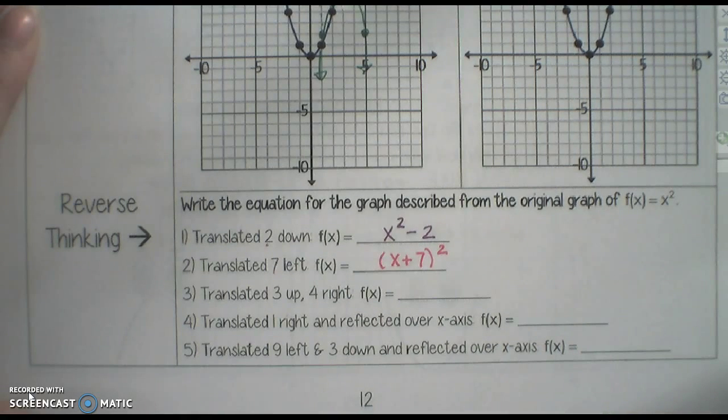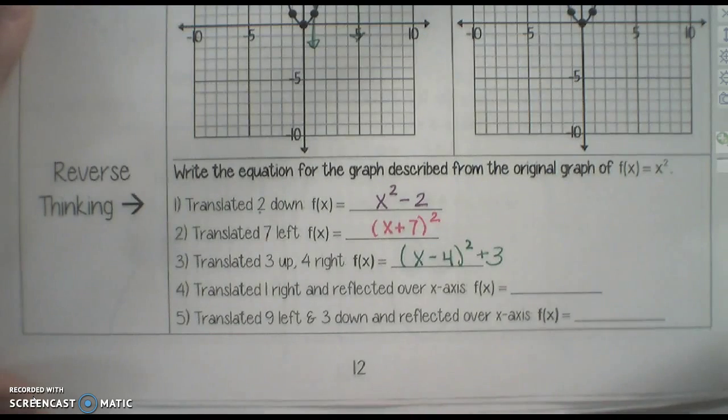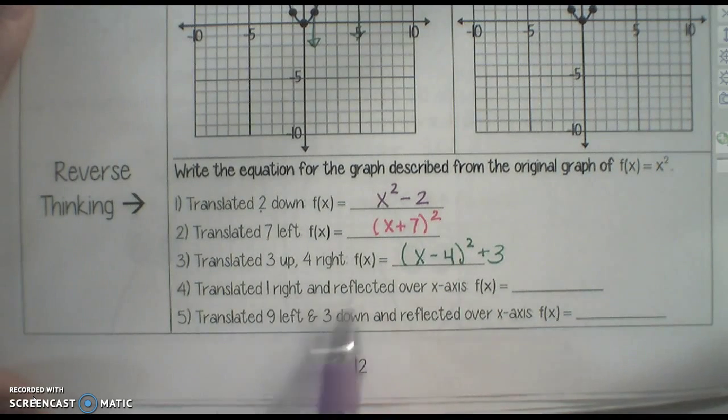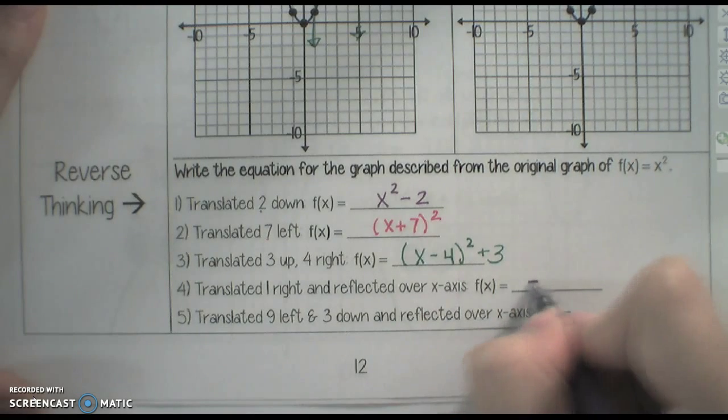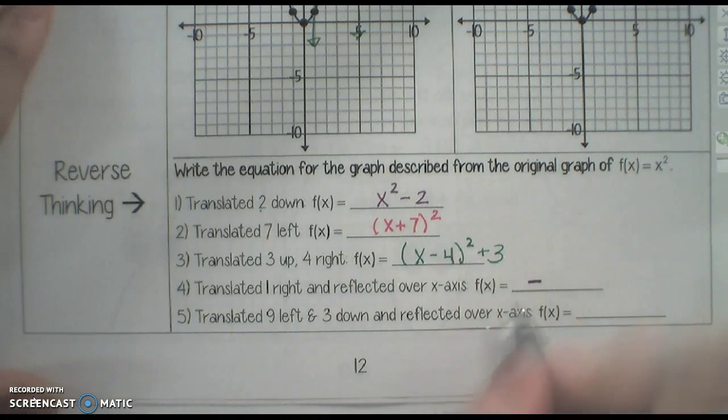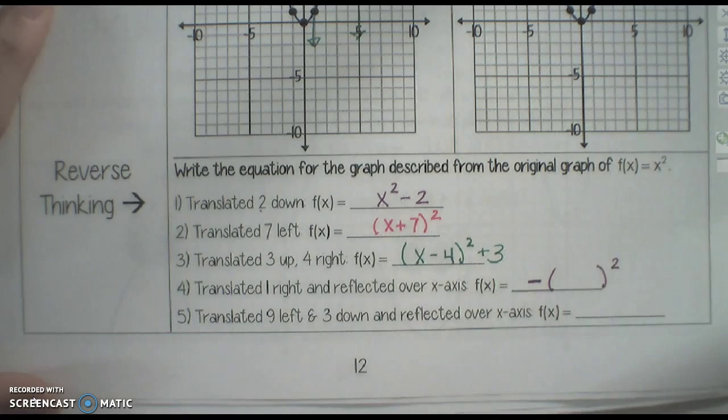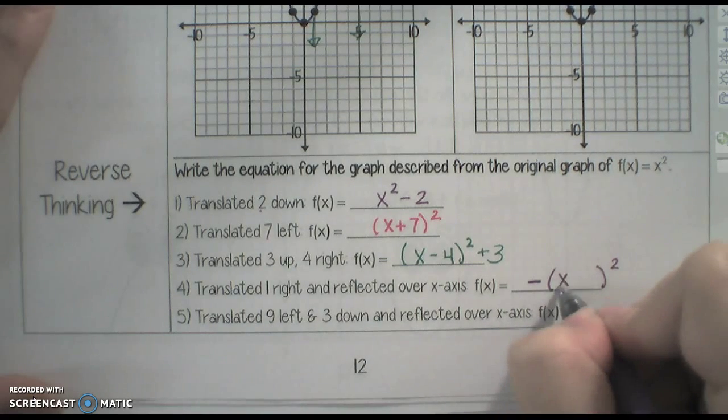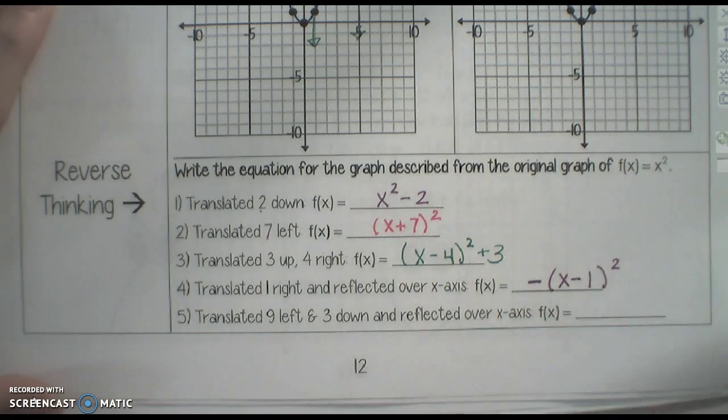All right, the next one, translated up 3 and right 4. Go ahead and do that one on your own, kind of combining 1 and 2 together, and then check. And you should have x - 4 squared plus 3. All right, next, translated 1 unit to the right and reflected. So reflection, we know that's going to be a negative out front, and a right is going to be on the inside of our parentheses squared, and that's going to be opposite, so -1 for it to move right. Try that last one on your own and check when you're ready.